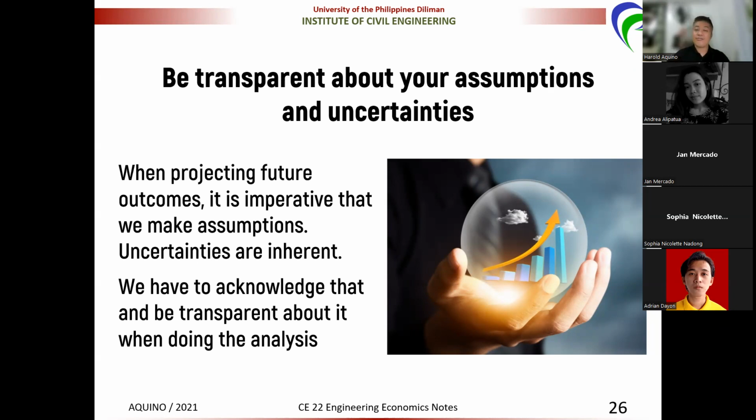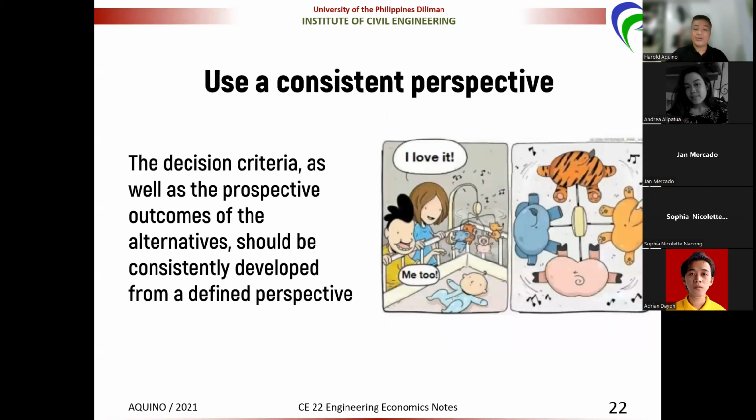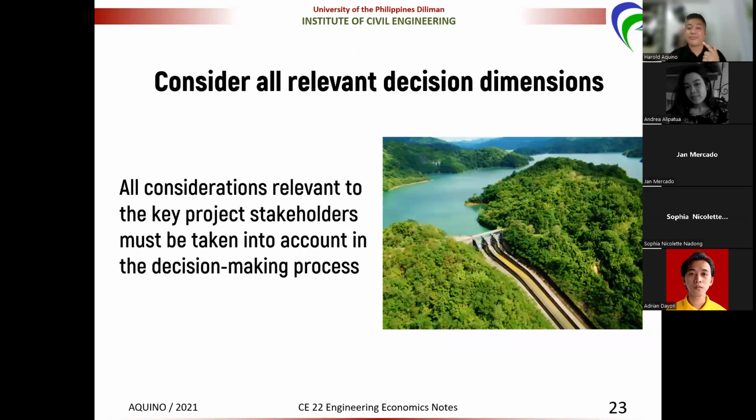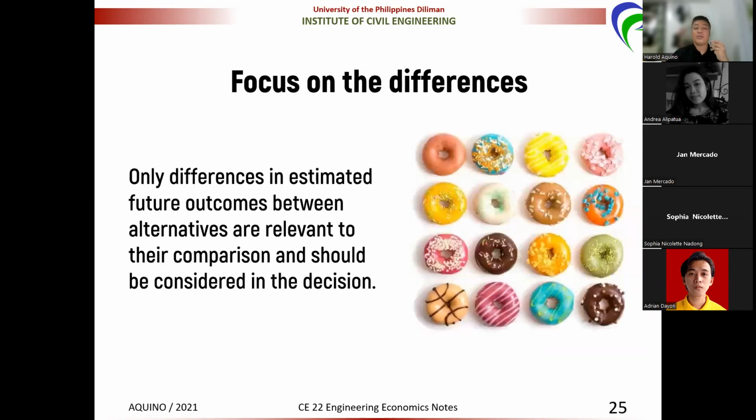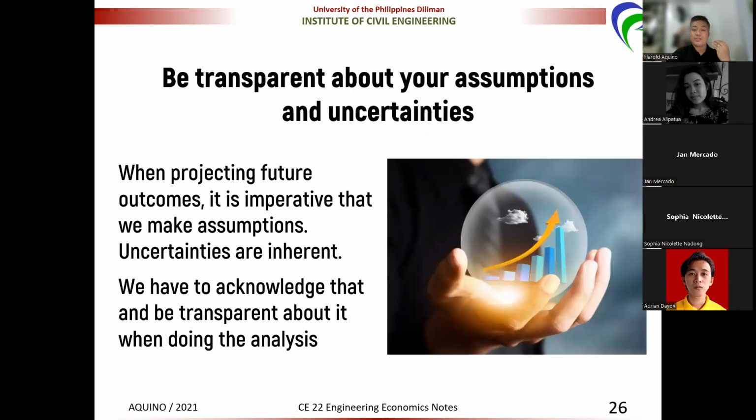All right, so those are the five principles. So una, use a consistent perspective. Secondly, consider all relevant dimensions. Third, ensure comparability across alternatives. Fourth, that we focus on the differences. And then fifth, we make transparent our assumptions and uncertainties. All right? Okay, so that ends the first part of today's discussion. Meron pa tayong part 2, pero at this point, are there questions?